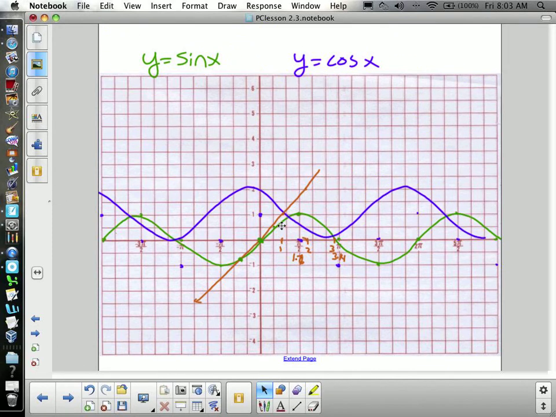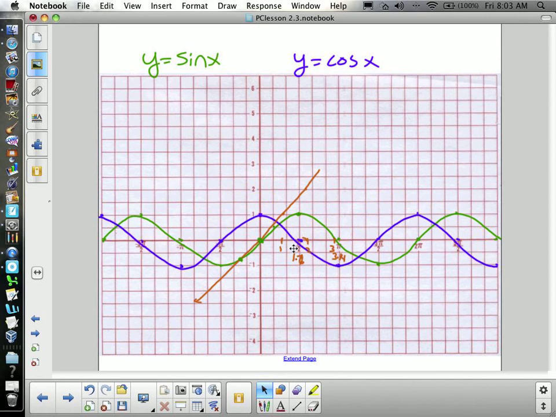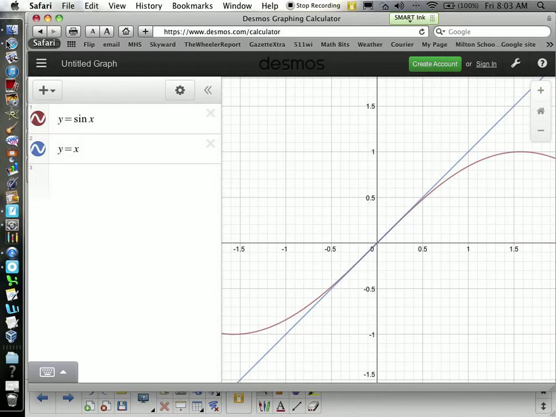All right. Now if I put cosine back on there. Cosine, okay. Cosine and y equals x, we get this. We do get a point of intersection up here, but that's the only one. Other questions?